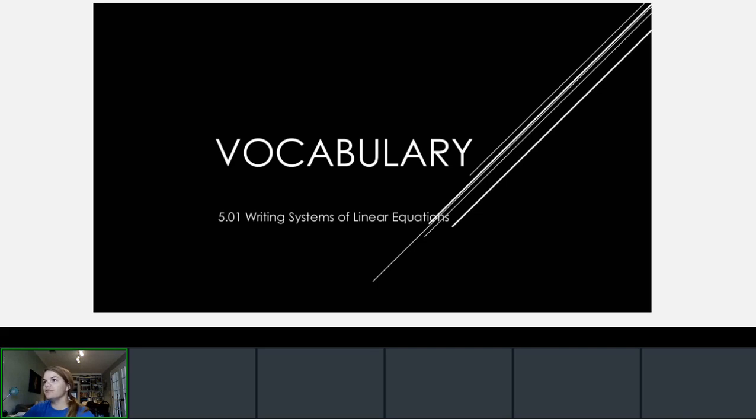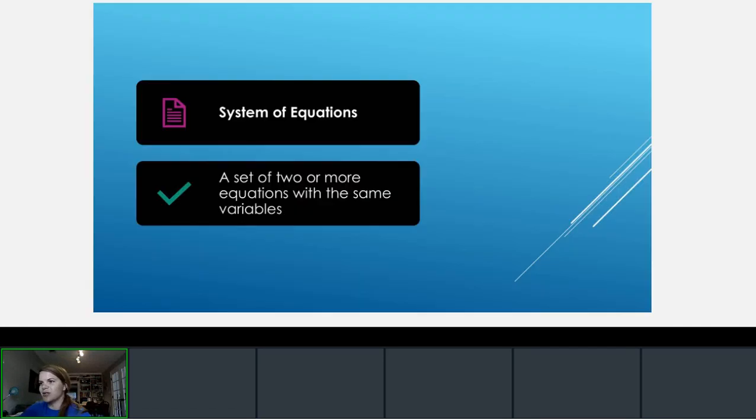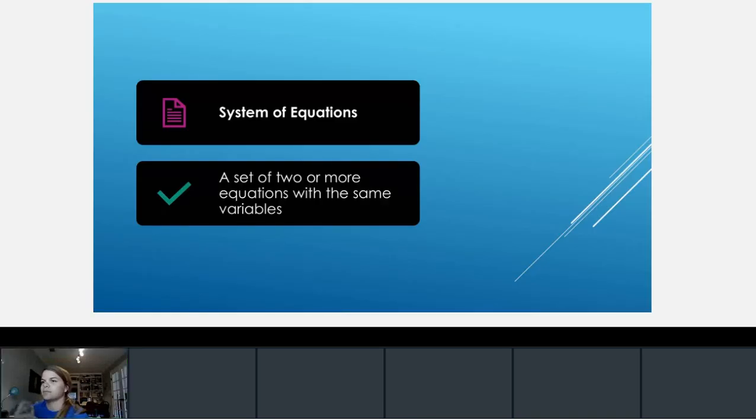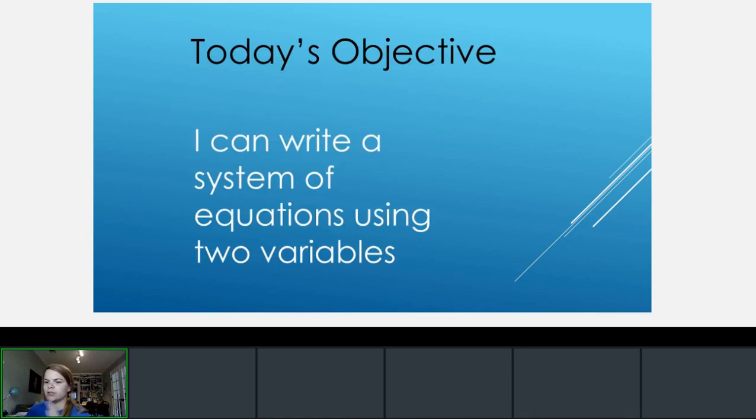Okay, welcome to Unit 5. I've already introduced a few vocabulary words to you, but I want to go over the most important one that we're going to be talking about this unit. We're talking about systems of equations. So, a system of equations is a set of two or more equations with the same variables. Today, we're going to be working on writing systems of equations using two variables.